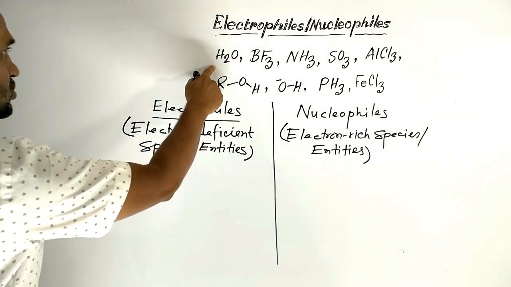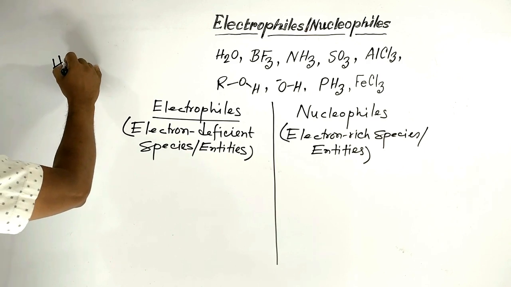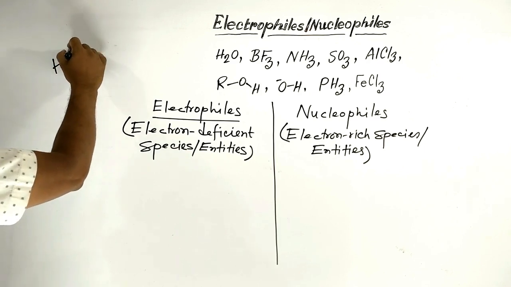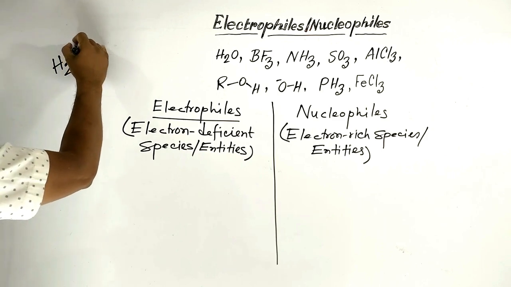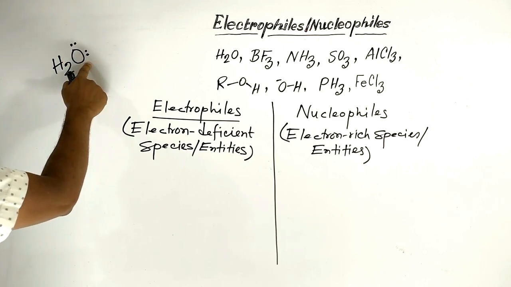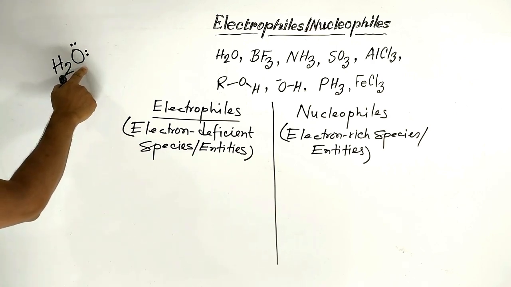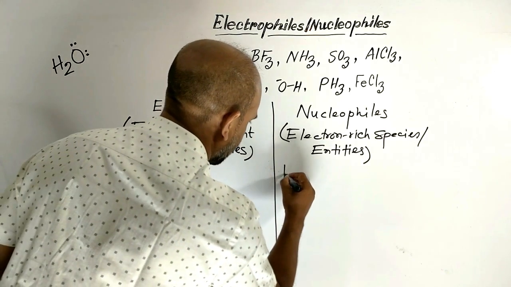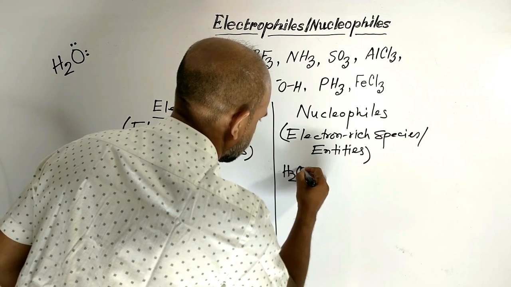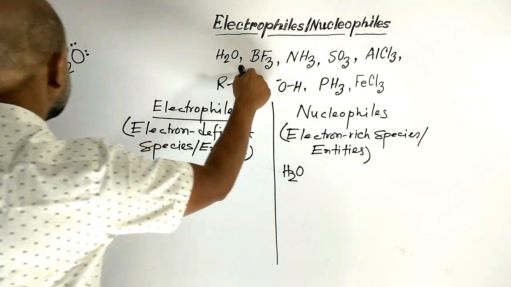Now, water. Water is electrophile or nucleophile? In water, oxygen carries two lone pairs of electrons. From this point, this is an electron rich entity. So water is a kind of nucleophile, electron rich species. Then boron trifluoride.